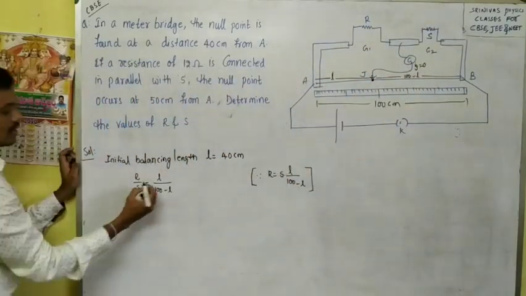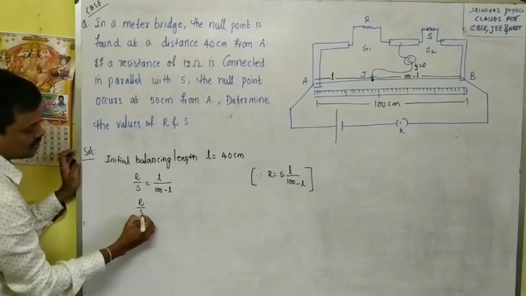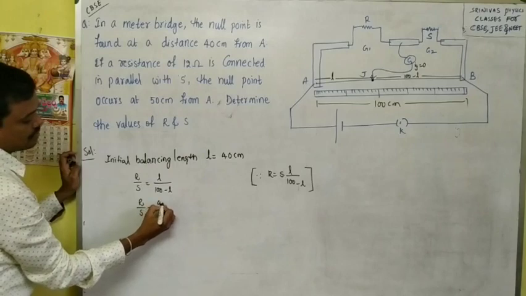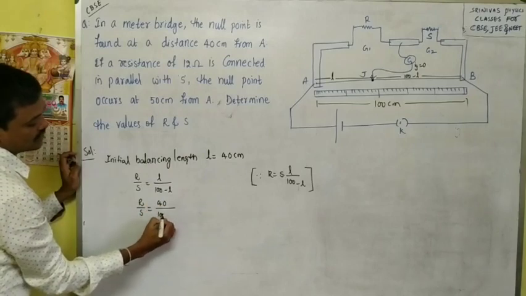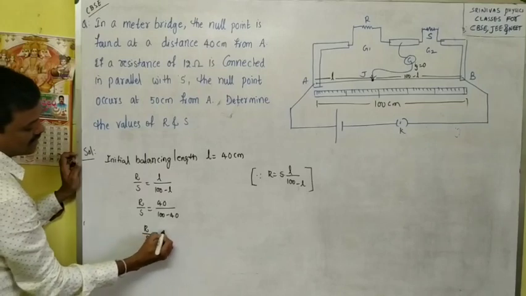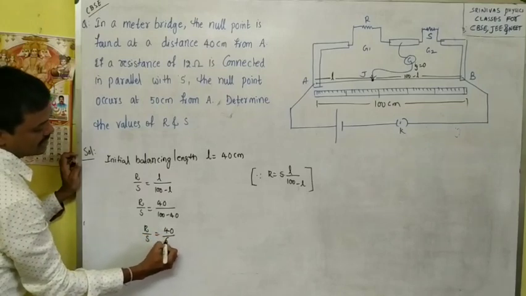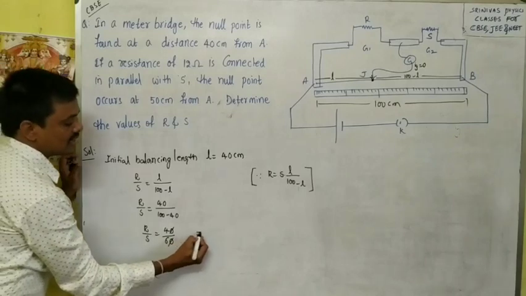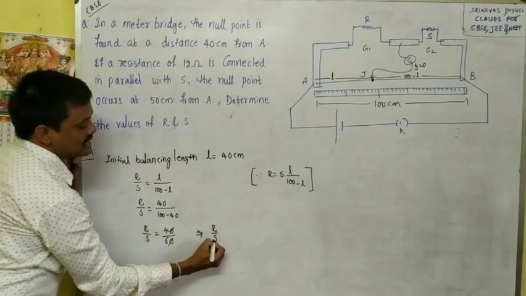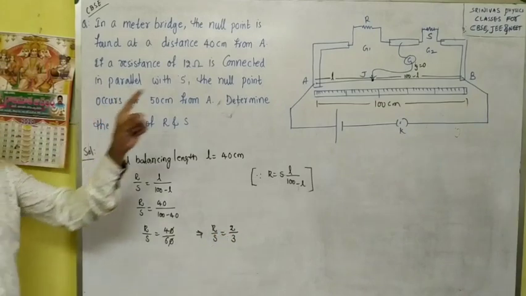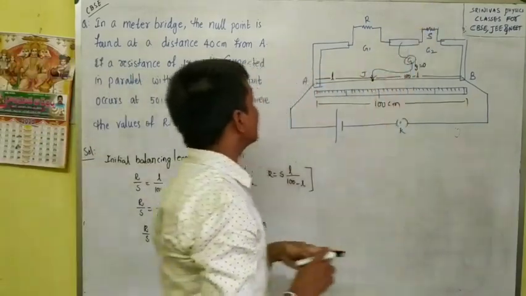Now R by S is equal to L, the balancing length, 40 centimeters, by 100 minus 40. What will we get for R by S? We will get 40 by 60. This 0 will cancel, 2 twos are 4, 2 threes are 6, then we will get R by S as 2 by 3. This is before connecting the 12 ohm in parallel to it.